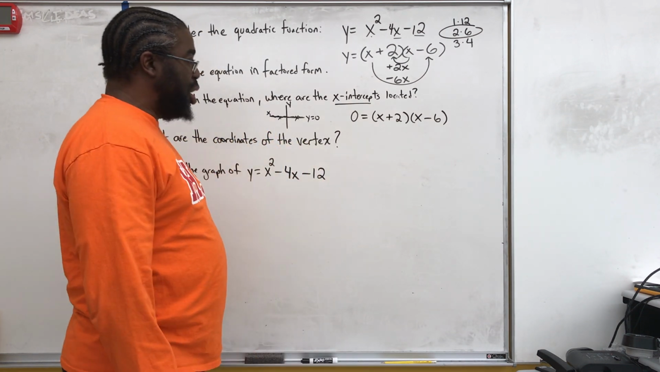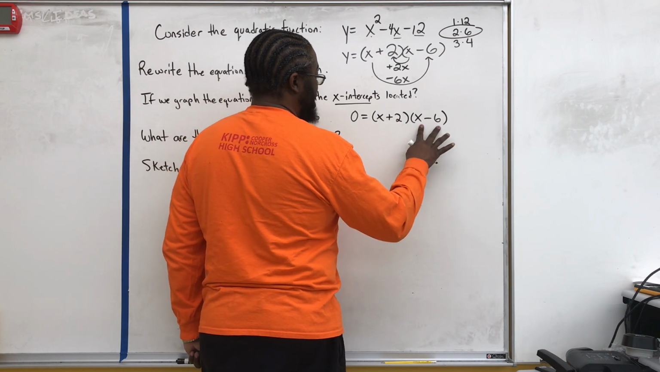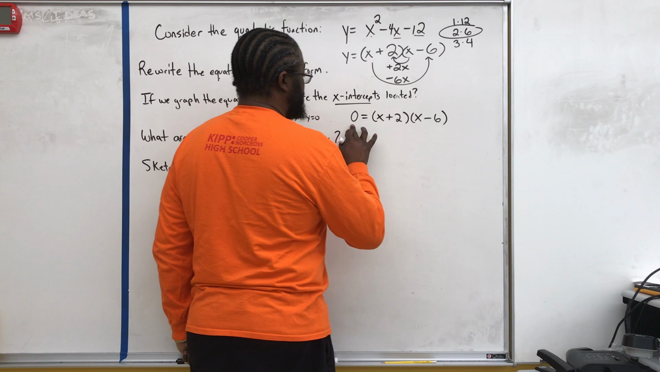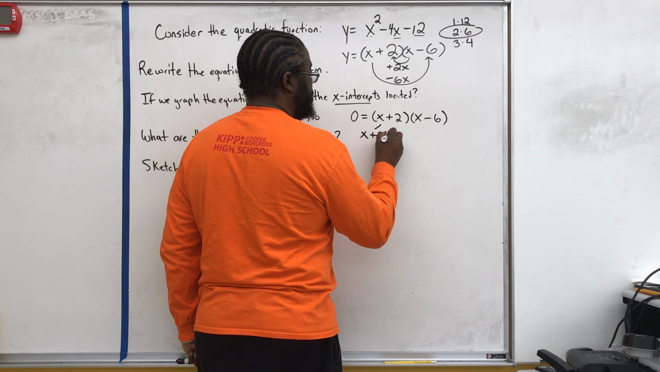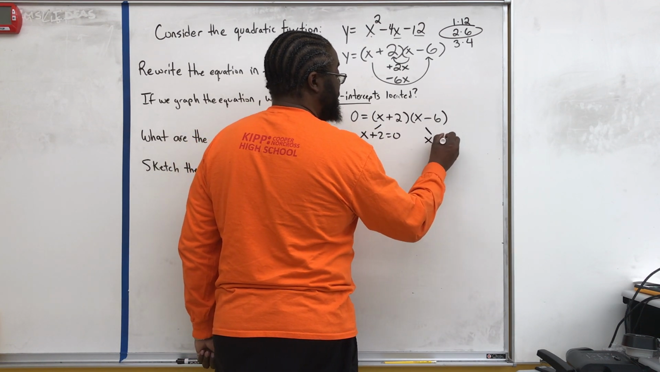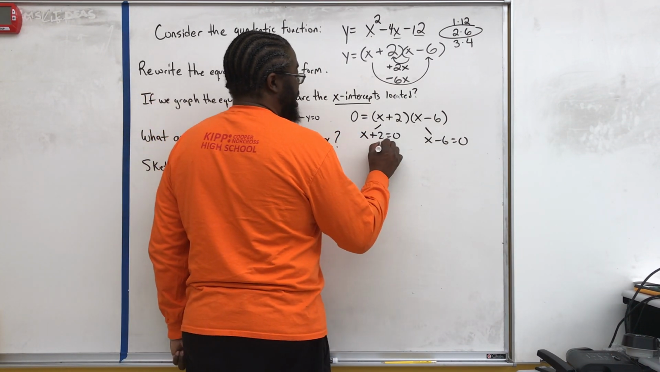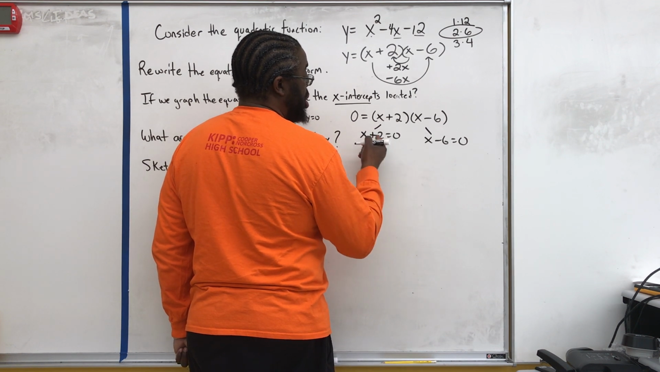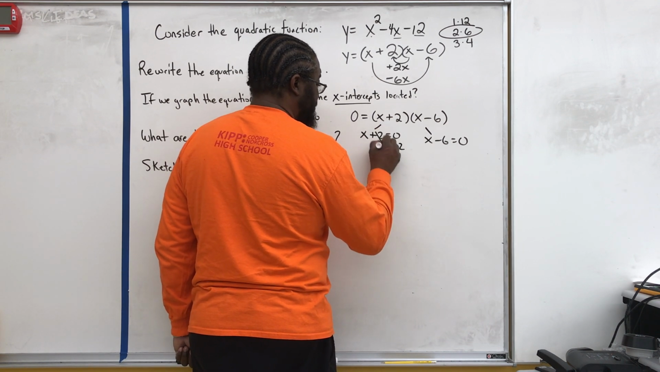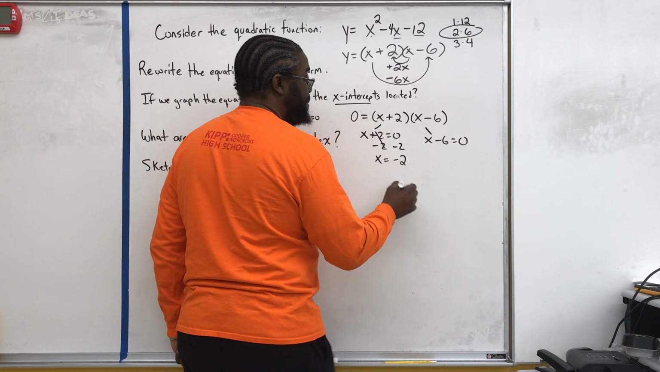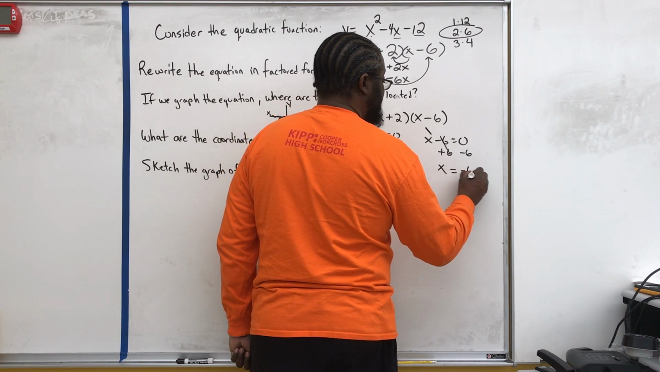Well, now that's easy to solve. I've got the zero product property, which tells us that when something times something else equals 0, one of them has to be 0. So what happens when x plus 2 equals 0? And what will make x minus 6 equal 0? Those are my two possible solutions. I say x plus 2 equals 0. I'm going to isolate x by getting rid of 2. It's positive, so I subtract. This goes away. I'm left with x equals negative 2.